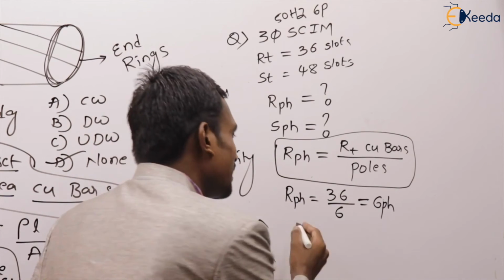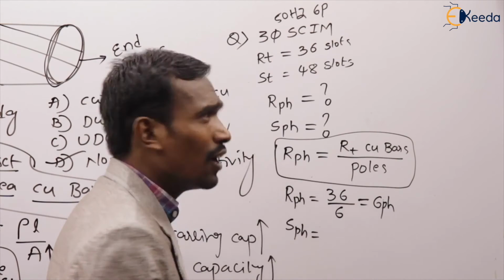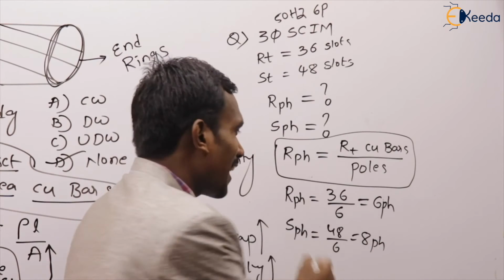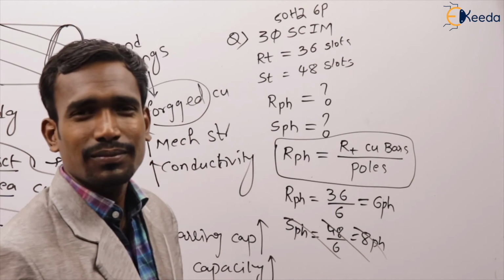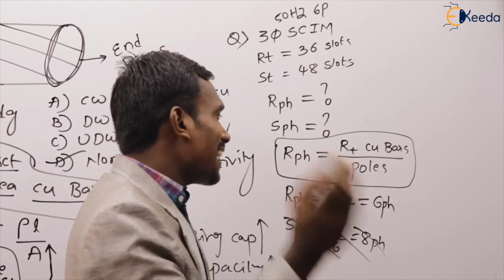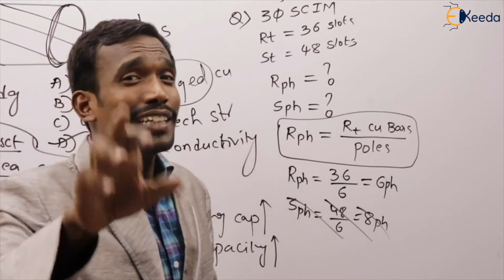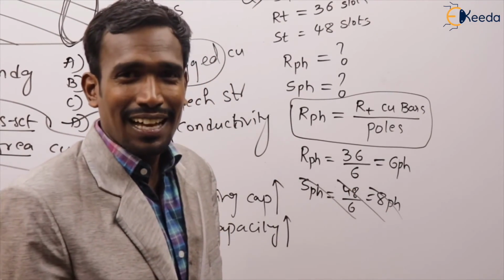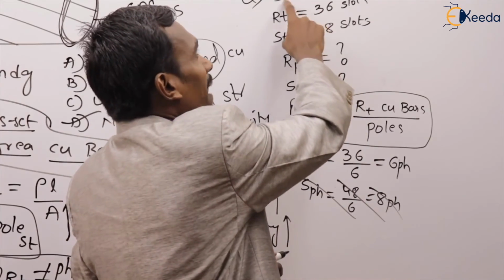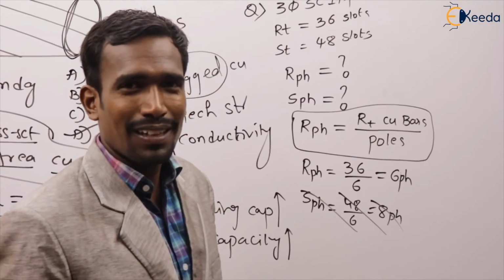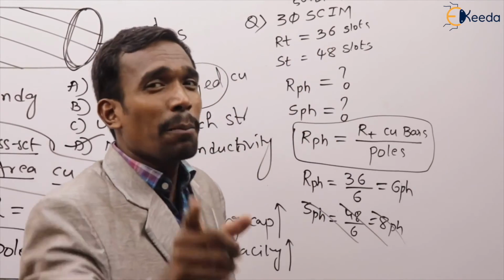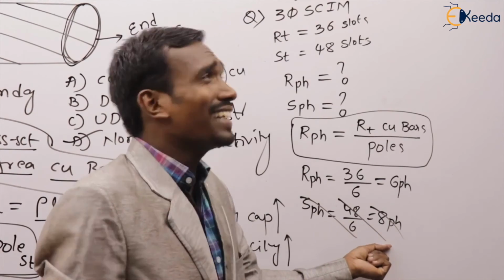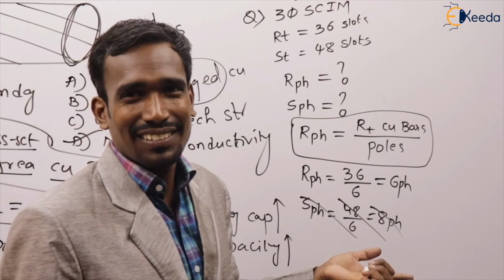Sir, we know, very easy. Number of stator phases is equal to 48 by 6, which is 8 phase. This is a 100% wrong answer. I gave you the formula for rotor phases, but I didn't give you a formula for stator phases. And I already said in my question that my machine is a 3-phase machine. You are telling me one is 6-phase, another is 8-phase. Then why is it called a 3-phase machine? Yes or no?